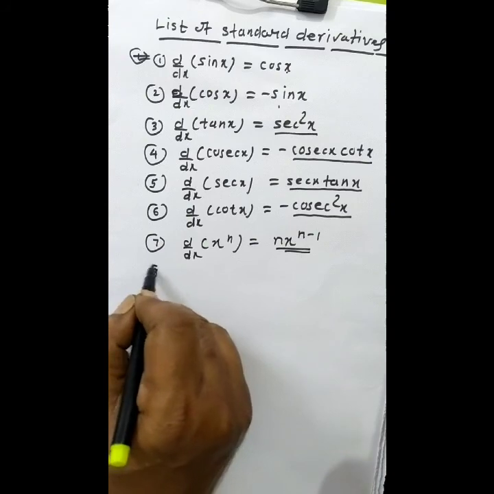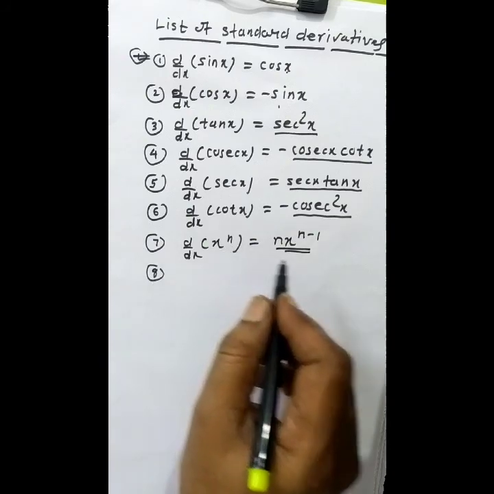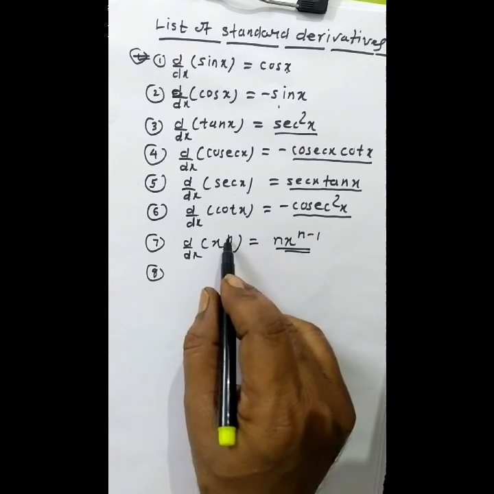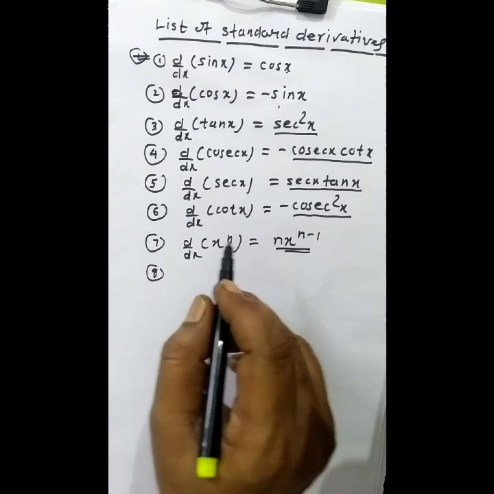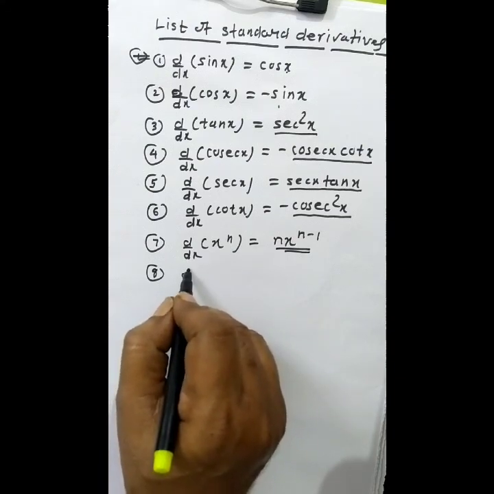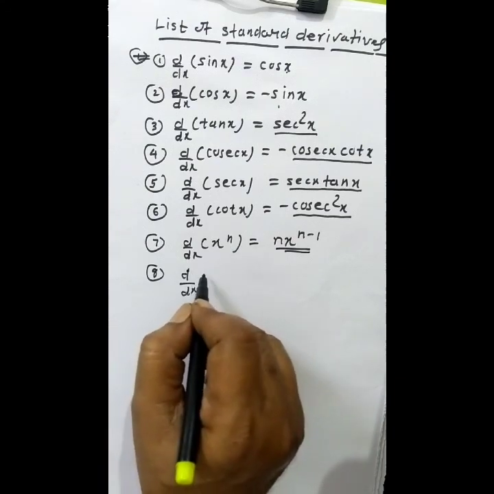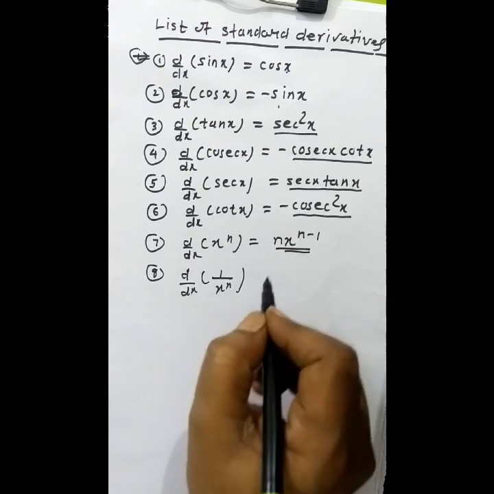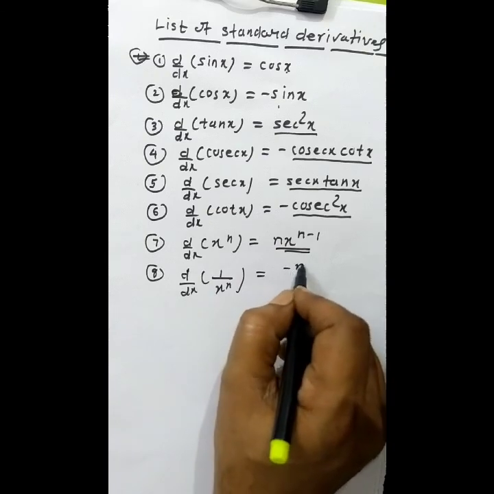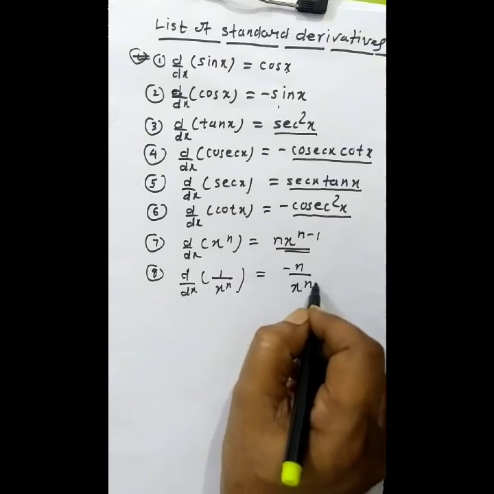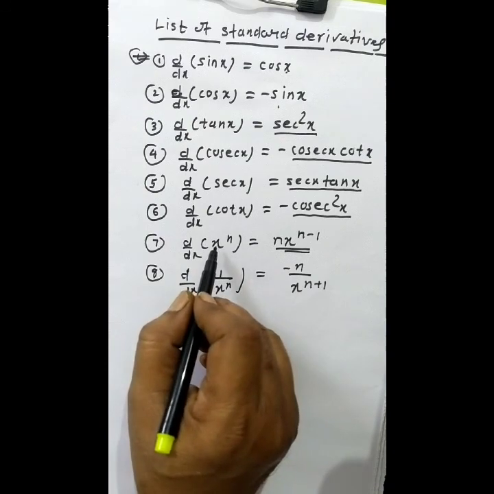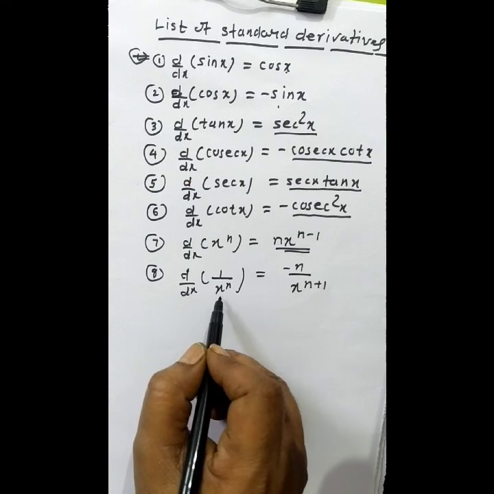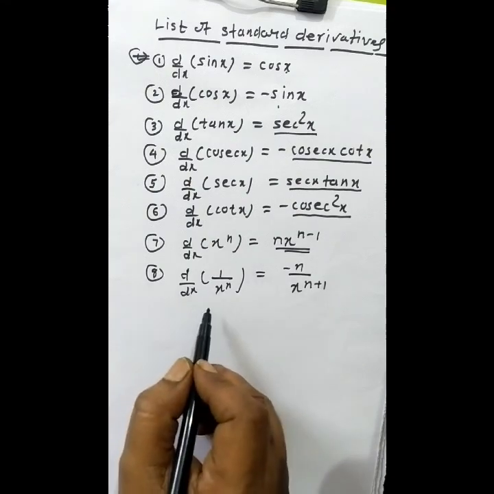You have to use this for convenience. You can use this only when the power n is positive or when the given function is in the numerator. Now, if it is d by dx of 1 upon x raised to n, this is an additional formula I am giving you: it is minus n upon x raised to n plus 1. So wherever the function is given in the numerator, you can use the first formula. Whenever the algebraic function is given in the denominator, you can use the second formula.